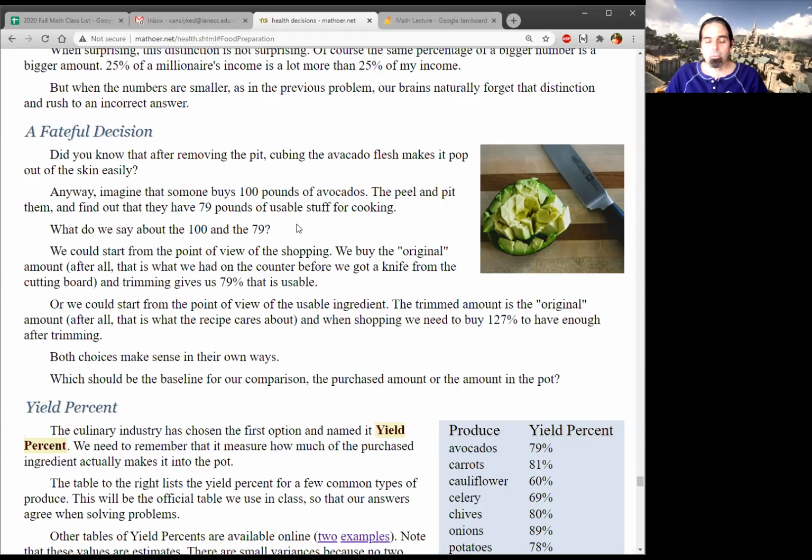What do we do to talk about this? What do we do with the 100 and the 79? We could start from the point of view of the shopping. We say that the shopping amount is the original amount. That's what we had first, sitting on the counter. And then trimming gives us 79% that's usable.